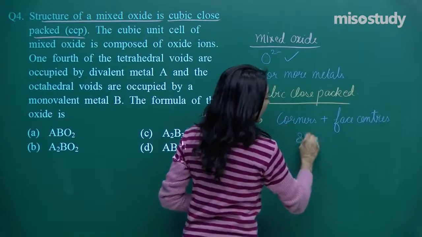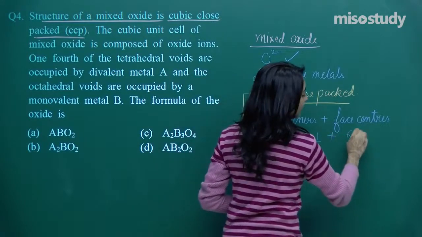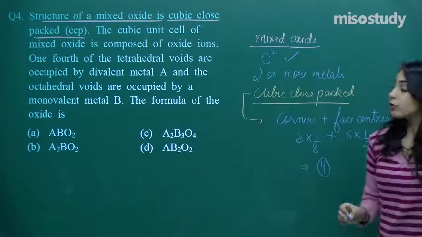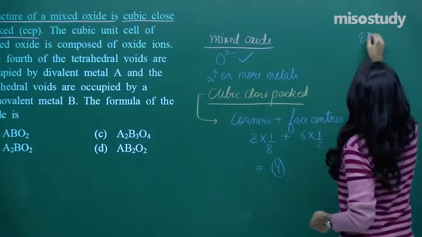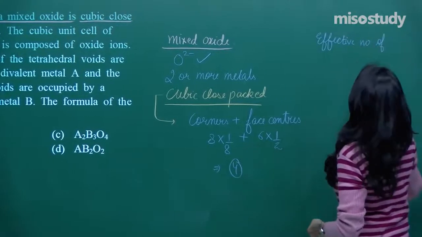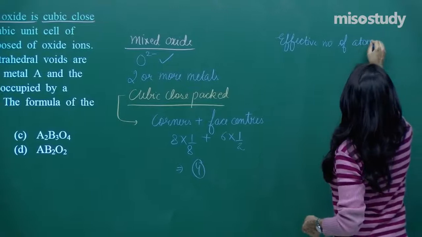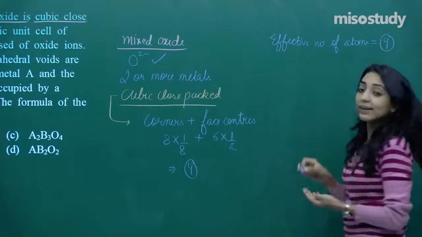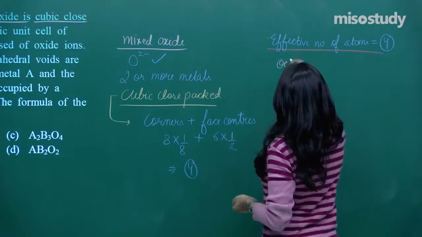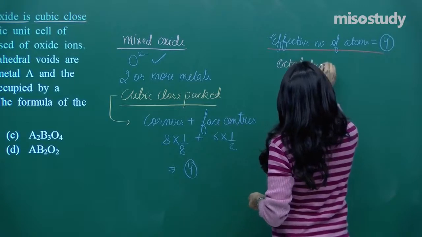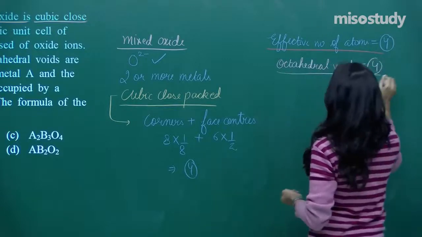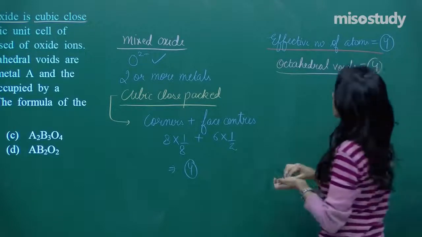How many corners are there? 8. Contribution 1 by 8. Faces 6. Contribution 1 by 2. Making it a total of 4. Okay. So the effective number of atoms is 4, right? We know, right, if the effective number of atoms is 4, then the number of octahedral voids will also be 4. Point number 2. And also we know that the number of tetrahedral voids.